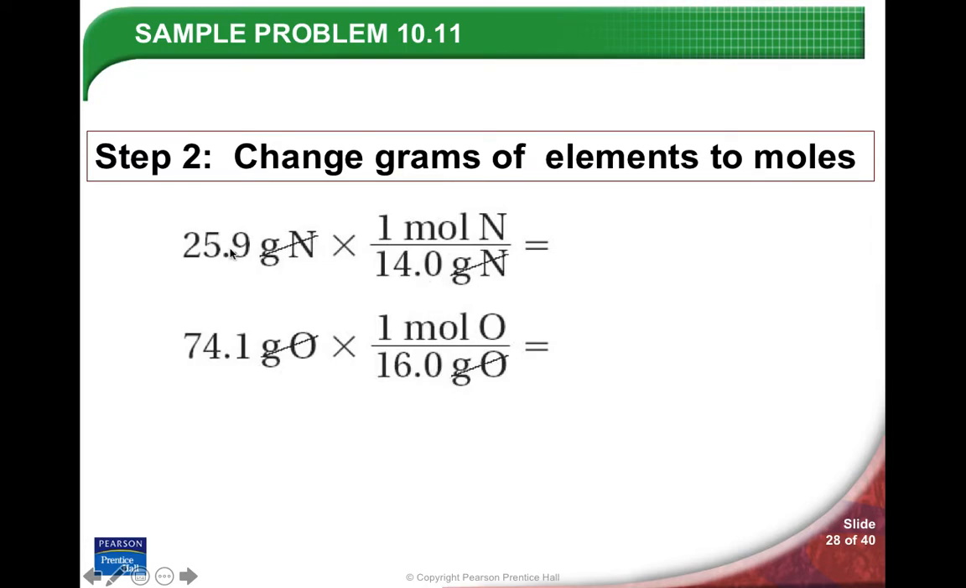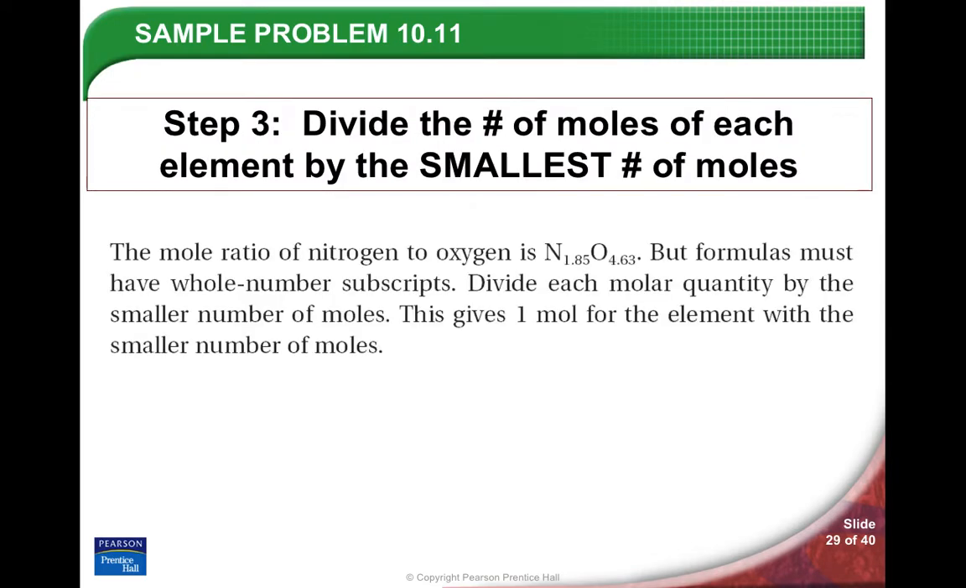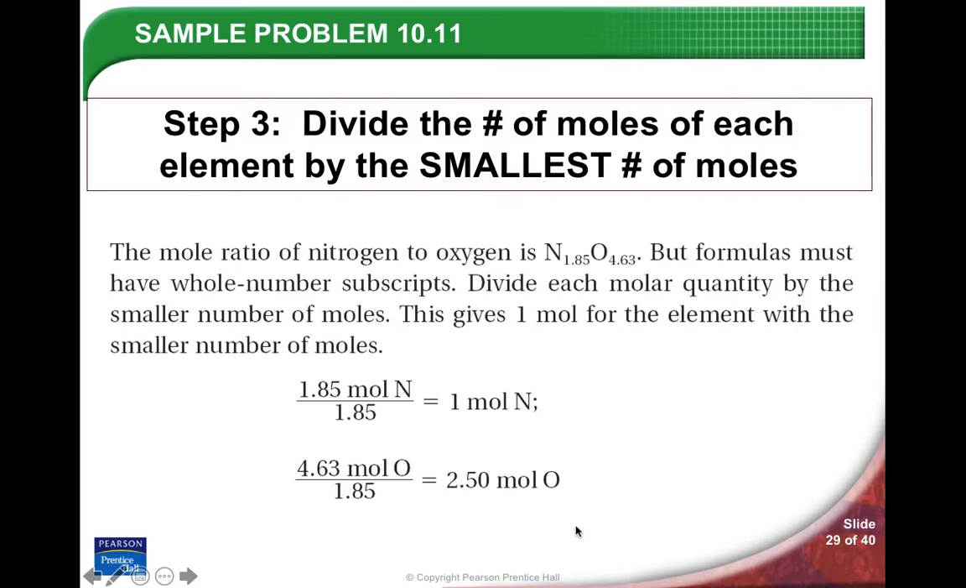So 25.9 divided by 14 gives you something wonky like 1.85. 74.1 divided by 16 is 4.63. Neither of these values is a whole number. Neither of them is close enough to the next whole number or the last whole number to round. So what do we do? Well, the next thing you're going to do is divide the number of moles of each by the smallest, which of course is the value for nitrogen. 1.85 divided by 1.85 obviously is 1. This number divided by 1.85, interestingly enough, comes out to 2.50. Okay, we're smack dab in the middle.